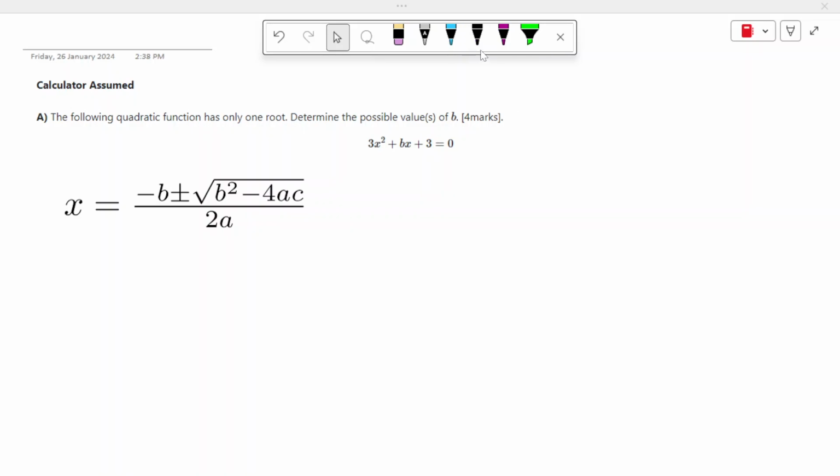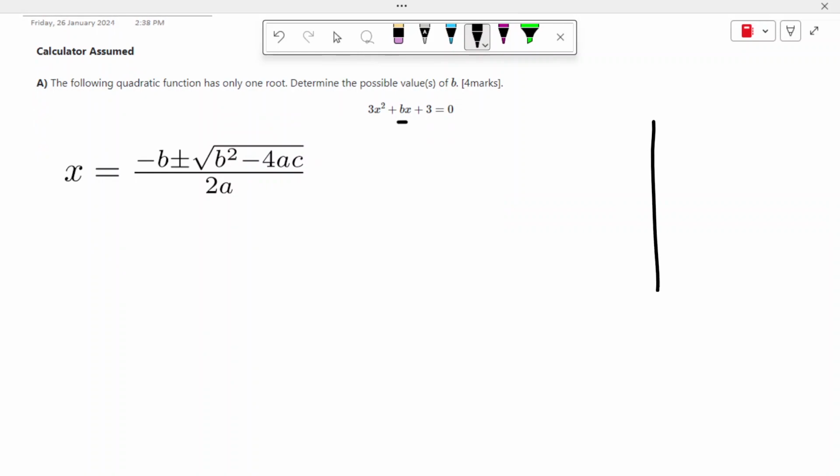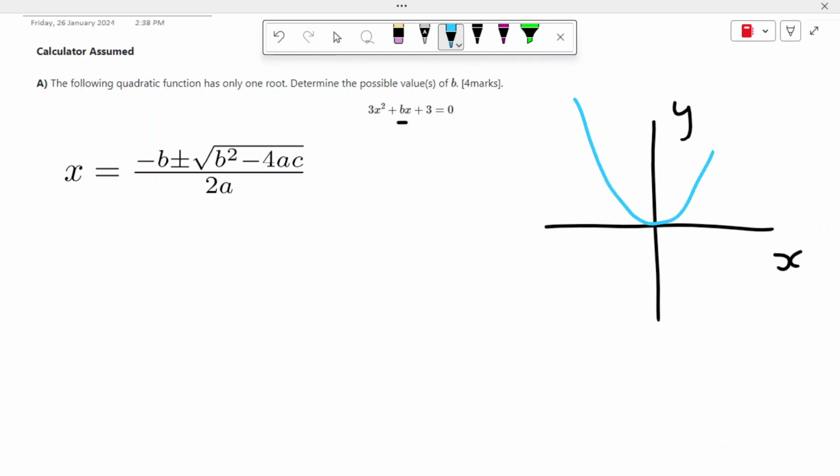This question is asking us to solve for this value here, b, given that we've only got one root. There's only one value. So if we were to plot this thing, where this is our x and this is our y, we would get something that looks a bit like this. And it just touches once. So all it has to do is just touch once, or it could be a little bit over to the right, but it just touches once.